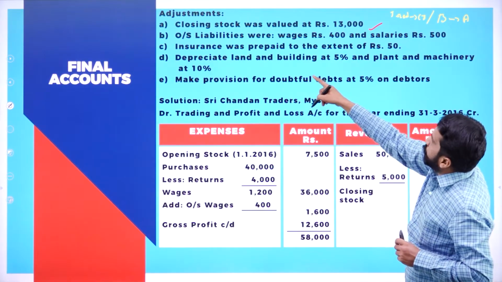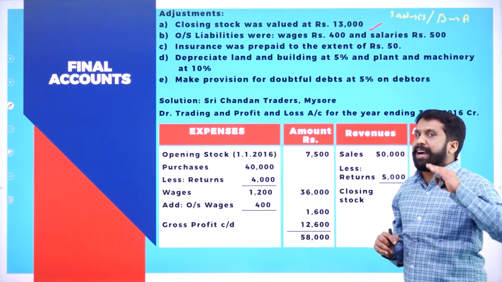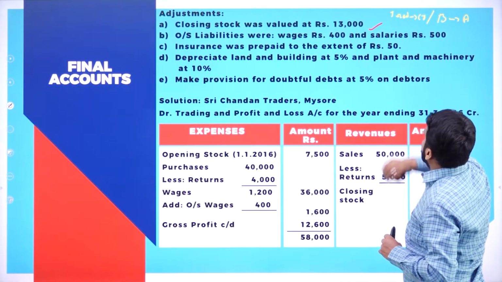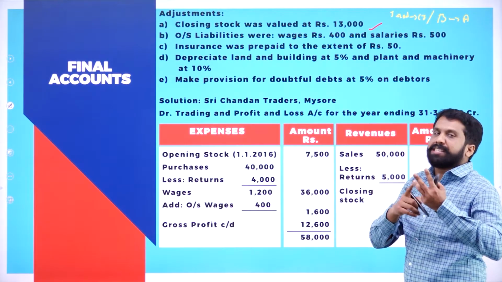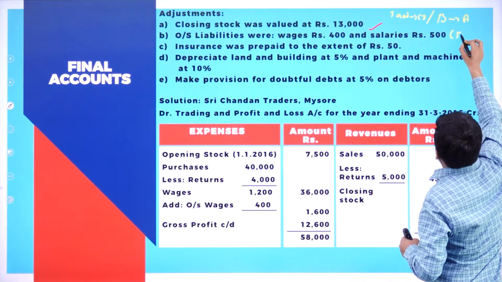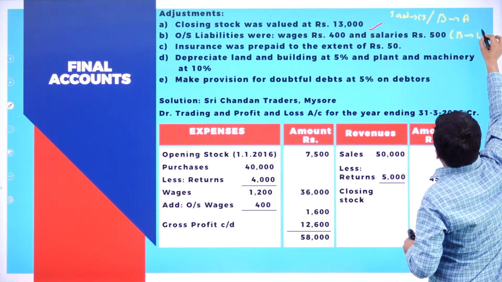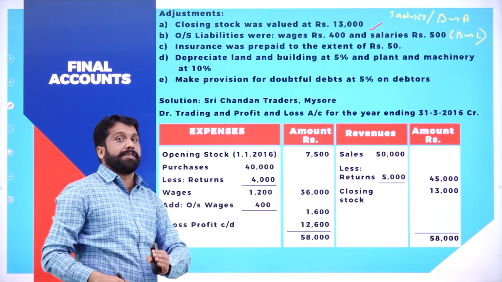Next, outstanding liability, wages. If it is outstanding means what? Add. Salary, it will be what? Add. You have to add to wages as well as salary. Along with that, you have to write in balance sheet liability. Anything which is outstanding, it always comes under what?